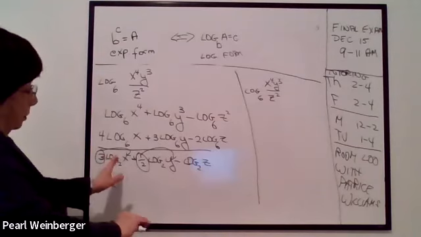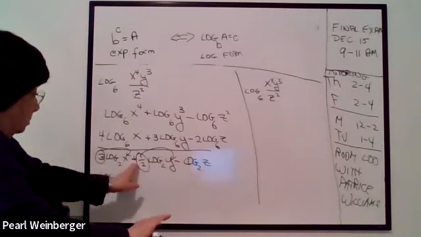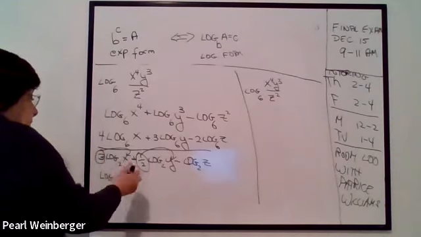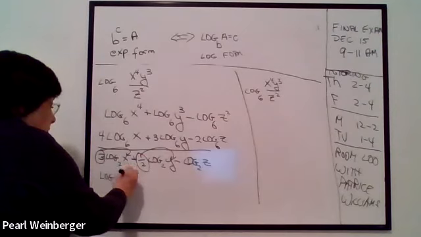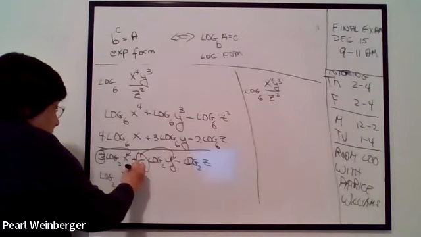Then go and see where you have pluses. I have a plus here, that means I'm multiplying. I'm multiplying x to the third times y to the 1/2.